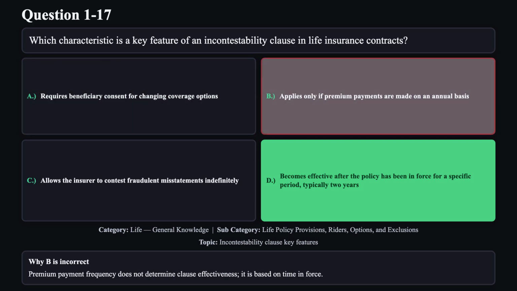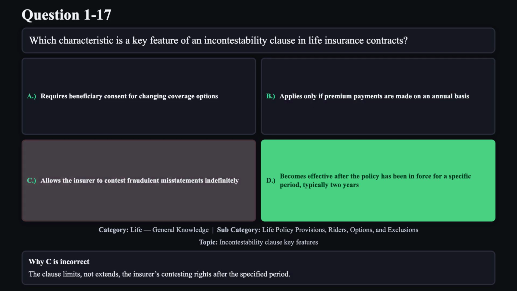Reason B is not correct. Premium payment frequency does not determine clause effectiveness. It is based on time in force. Reason C is not correct. The clause limits, not extends, the insurer's contesting rights after the specified period.